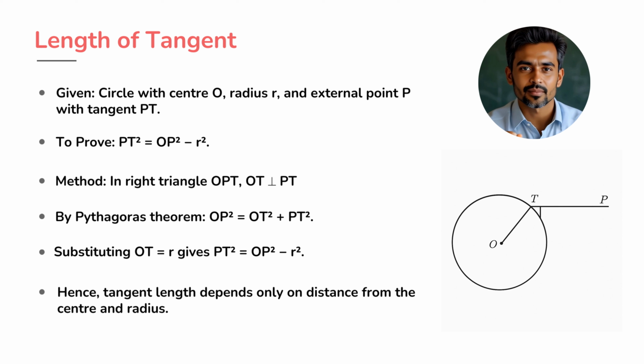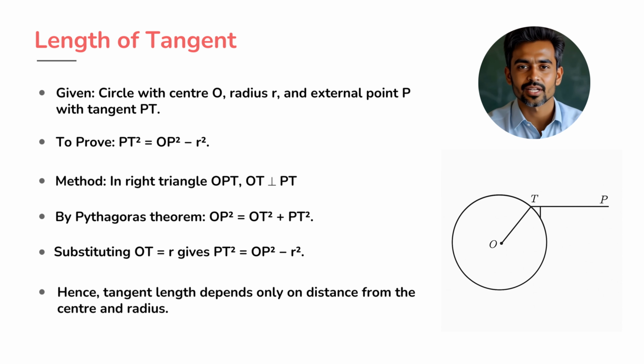Let's see how. In the right triangle OPT, we know that OT is perpendicular to PT because the radius is always perpendicular to the tangent at the point of contact. By Pythagoras' theorem, OP squared equals OT squared plus PT squared. Now substitute OT equals R. We get PT squared equals OP squared minus R squared.